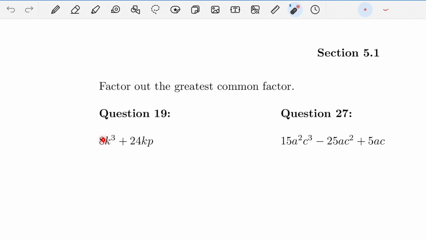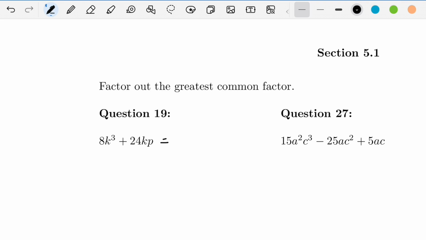Additionally, we have an 8 as this coefficient here, and if we were to take an 8 out of 24, so divide 24 by 8, we'd be left with a 3. So 8 is a factor of 24, and 8 is also a factor of 8. So with that, that means we can pull out a factor of 8k from both of these terms. So doing that, we're going to be left with 8k out in front, and then our first term, we're going to have a k squared, and for our second term, we're going to be left with 3p.